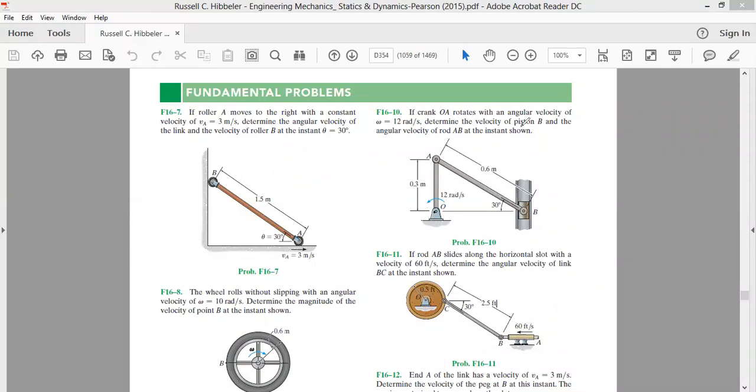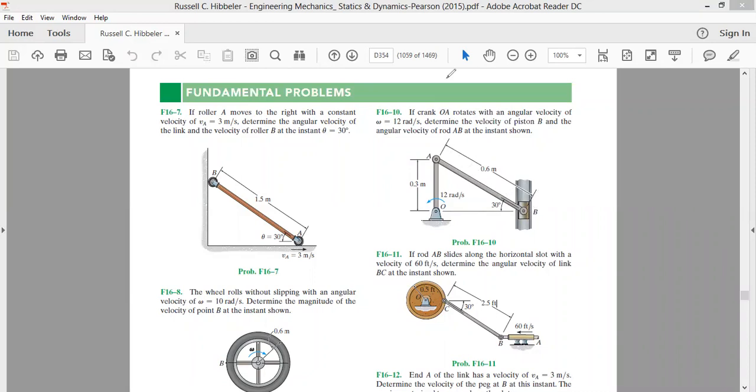It says determine the velocity of point B. We have to find the velocity of piston B, and we have to find the angular velocity of the rod AB at the instant shown. At this instant, we have to find the velocity of point B and the angular velocity of the rod AB. So first of all, let me comment about the velocity of point B.